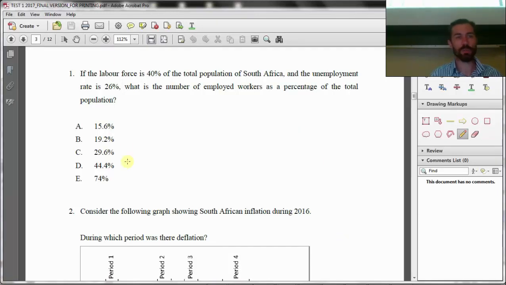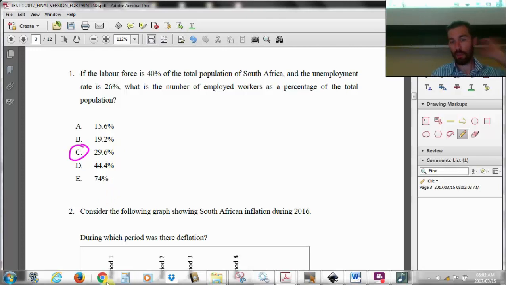First question: labour force is 40% of total population, unemployment is 26%. What is the number of employed workers as a percentage of the total population? I get 29.6. Any issues with that? You guys happy with that? Yeah? Can you explain how you got that, please?